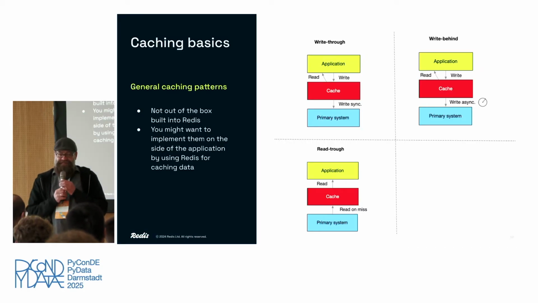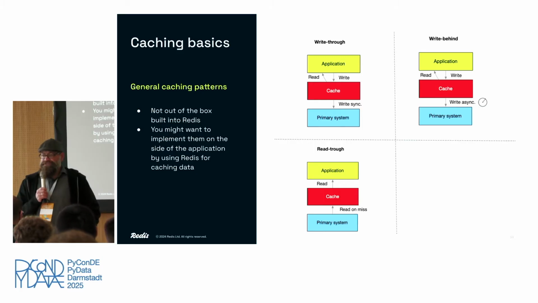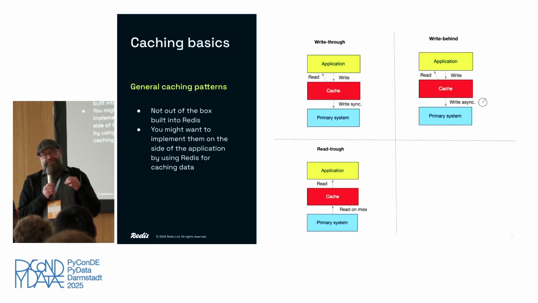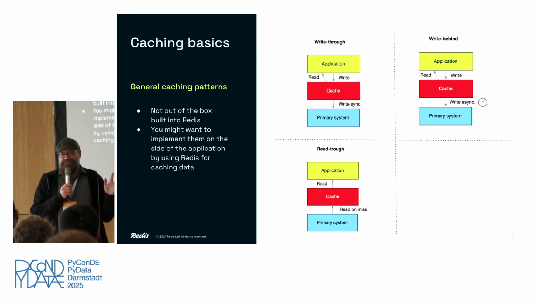Good. Some caching basics. There are some general patterns in caching, right? So one is write through. Write through means you write first to the cache, and after you wrote to the cache, you would synchronously write down to the primary system, right? And you would preferably read from the cache. Depends. Sometimes the data in the cache is invalidated, and then you would still read it from the primary system.